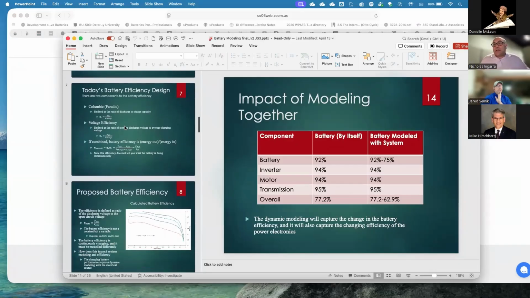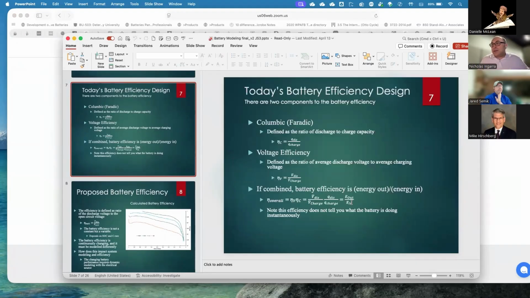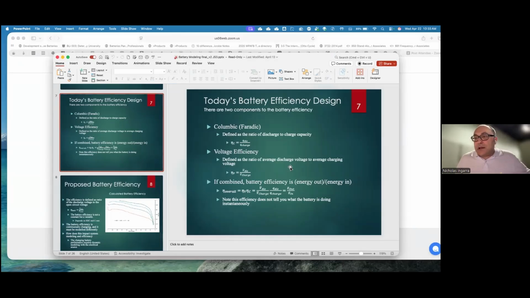I didn't mean to come off in a negative way on batteries. I just know they have very distinct behavior differences. So to jump back to the coulombic and Faradaic efficiency, let me jump to the slide. This is how they're defining battery efficiency presently, and this is not a real-time efficiency.